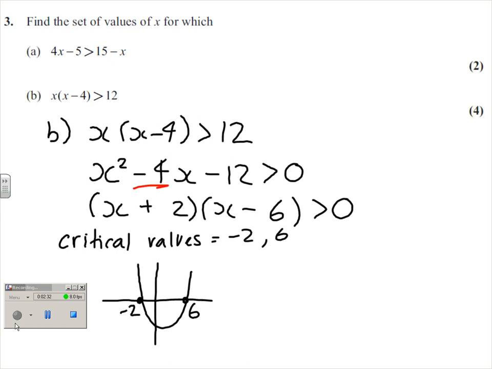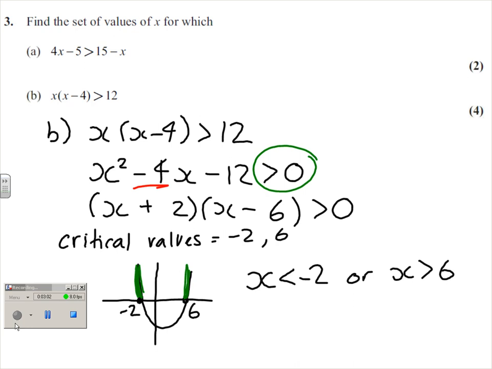Now, if we look back at the inequality after it's been multiplied out, it says that this bit here, the graph must be greater than 0. The only time the graph... oh, green. Parabolas, they're just funny little graphs. Right, the only time the graph is greater than 0 is when it's above the line, is when it's less than minus 2, so before minus 2, and bigger than 6.